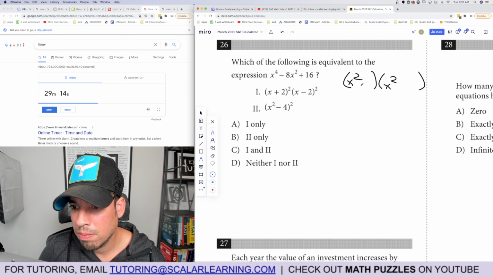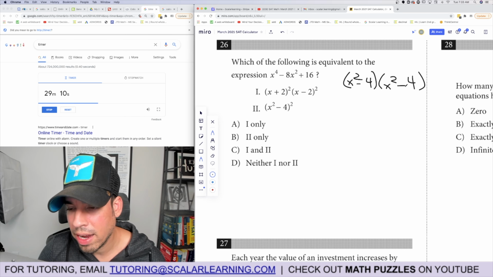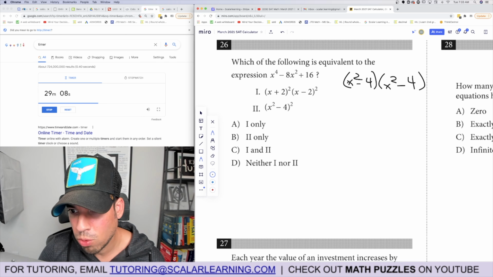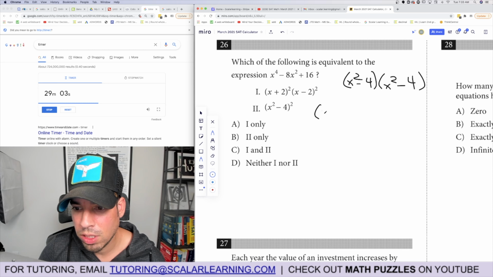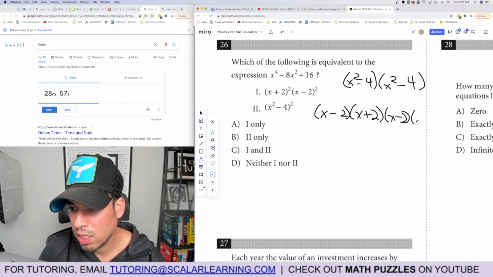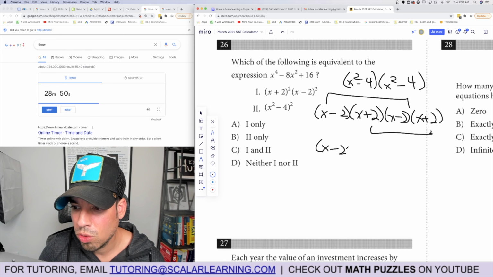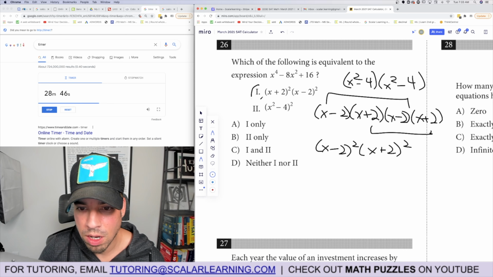X squared minus 4, because that would be x to the 4th, negative 4x squared, that's negative 8x squared plus 16. And then factored again, those are difference of squares: x minus 2, x plus 2, x minus 2, x plus 2. And then these guys pair up, and these guys pair up, so it becomes x minus 2 squared, x plus 2 squared, which is this guy. So 1 is definitely in the zone.